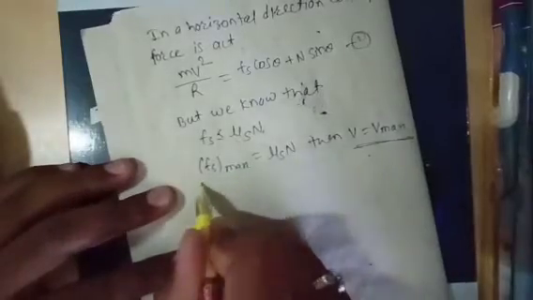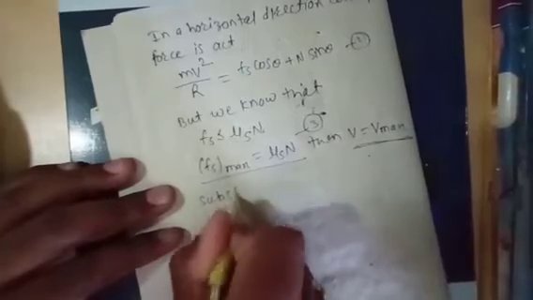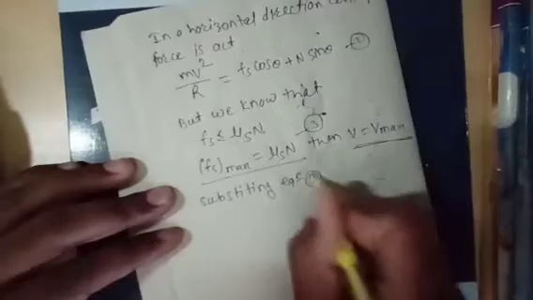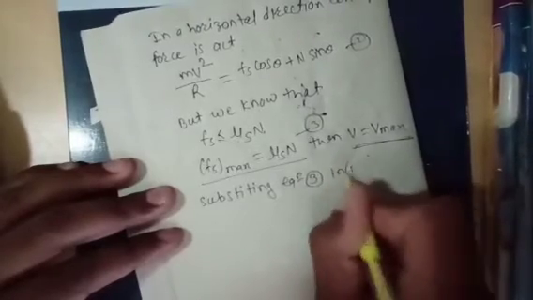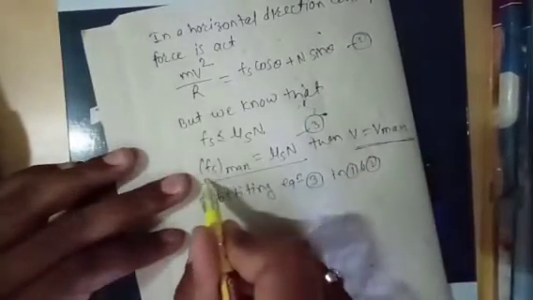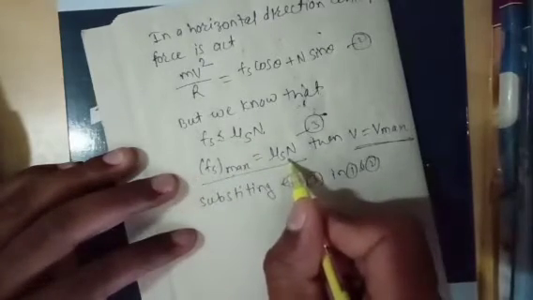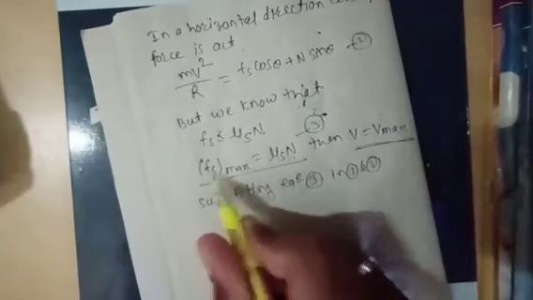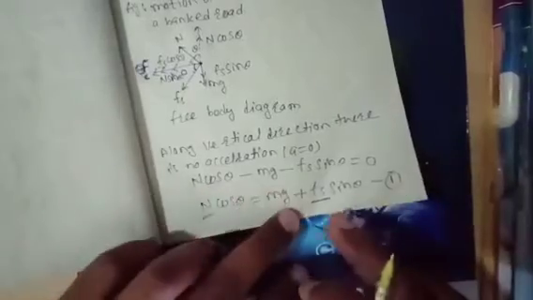Now substitute equation 3 in equations 1 and 2. That is, the maximum static friction is mu s into N, so wherever static friction is present, in place of Fs you can write mu s into N in equation 1 and in equation 2. Then what does equation 1 become?